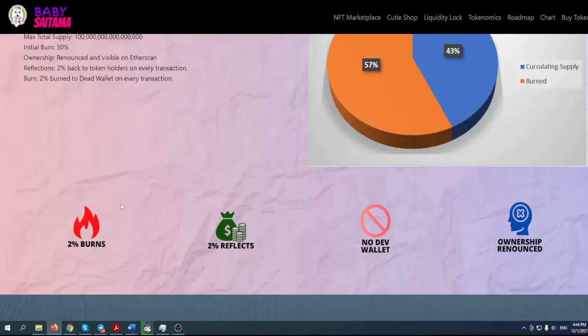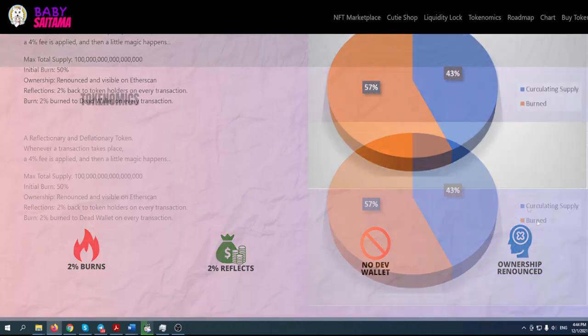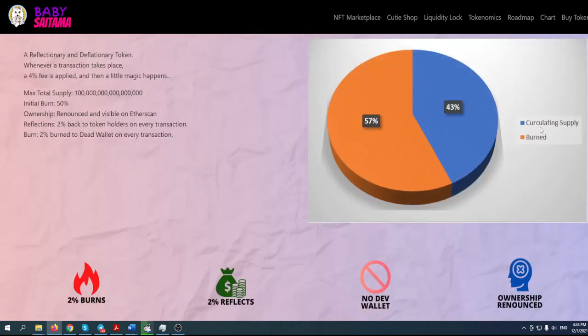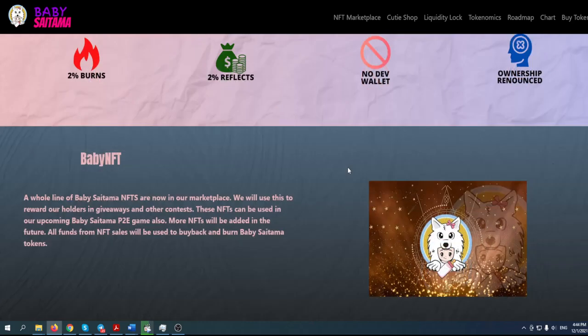Okay guys, so every transaction, every buying, every selling, 2% will be burned and 2% will go back to holders. So if you're a holder, basically price will go higher and you will get more and more tokens by simply holding it, right? Now the ownership is renounced, right? Take a look at circulating supply is 43%. So 50% was initially burned. Now it's 57%, guys. So these burning numbers are growing. It's actually perfect. So guys, but please keep in mind, I'm not a financial advisor. You should always do your own research.